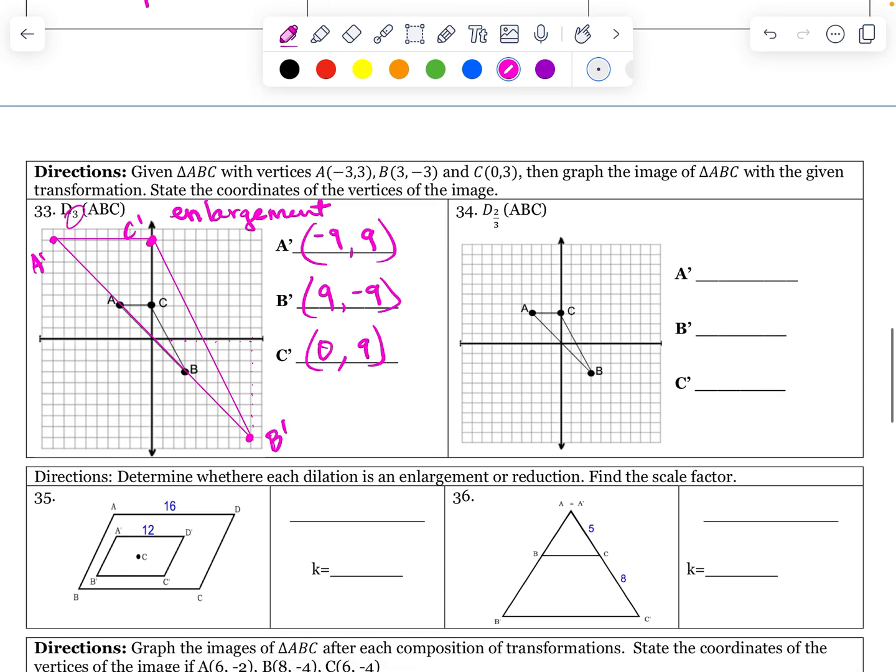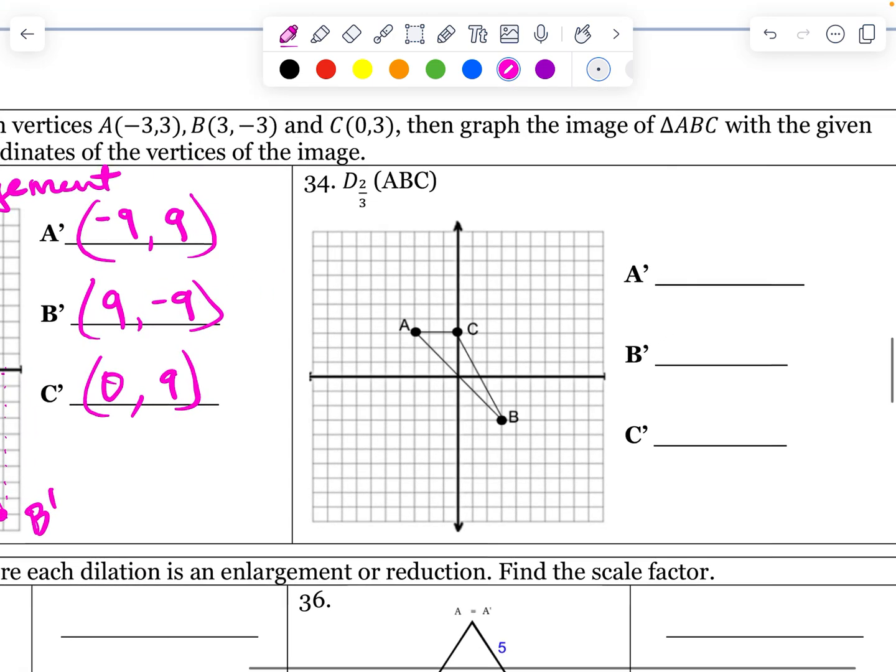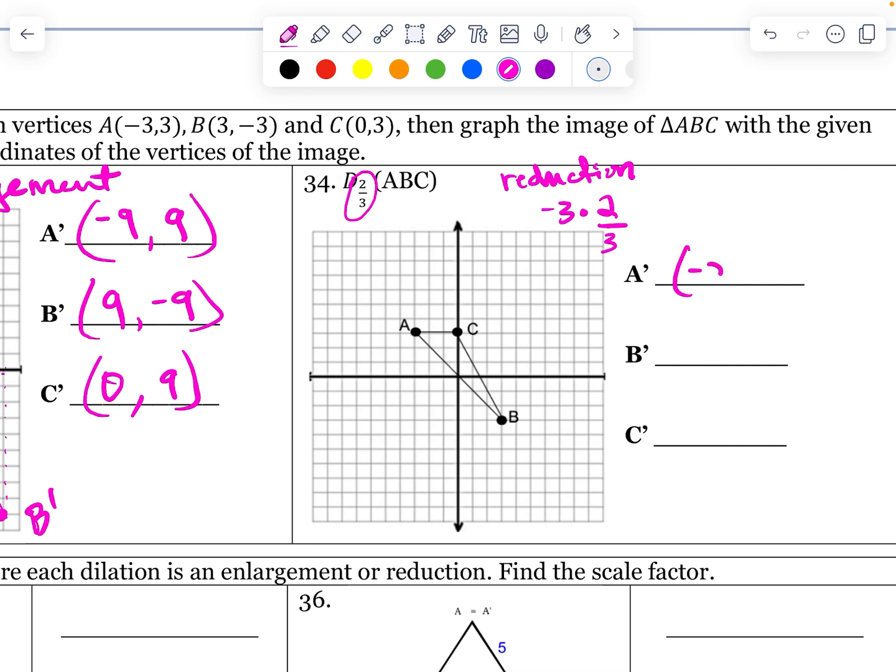All right, this one is getting smaller by a factor of 2/3. You are going to want a calculator for this if you do not know how to multiply with your fractions, but luckily it's the same number again and again. So if you say 3 times 2/3, you're going to end up with 2. So dilate by 2/3, so that's a reduction. Negative 3 times 2/3 ends up as -2. So that's going to be (-2, 2). 3 times 2/3, (2, -2), and (0, 2). It's the same math again and again, so it makes it a little easier.